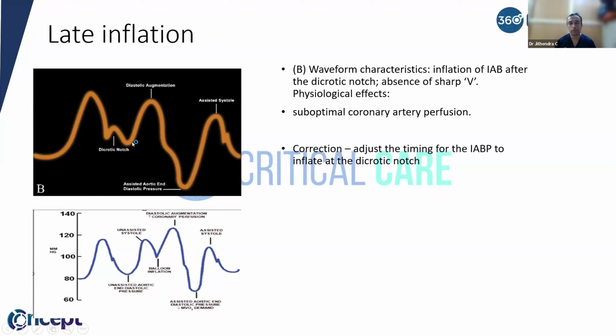So what happens because of that? I told you the diastolic augmentation has come down. What is the importance of diastolic augmentation? I told you diastolic augmentation is what leads to coronary perfusion. Because the diastolic augmentation is less than the unassisted systolic pressure, what will happen? The coronary perfusion will be very, very less. So how do you fix it? Again, adjust the timing. Ask the balloon to inflate a little early. That is what you will be doing.